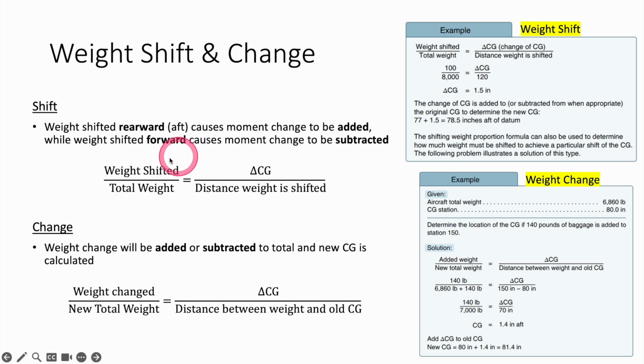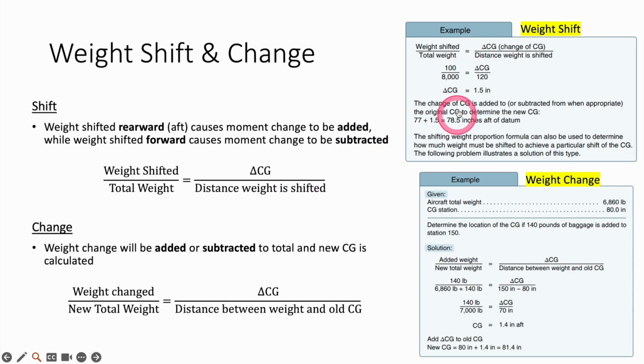This is going to be a little more important when it comes to like your commercial training. This is pretty common for like checkride question. So your weight shift is you're moving somebody in the aircraft and you want to calculate the new center of gravity. So you take the weight shifted, divide that by the total weight, and that'll give you your center of gravity divided by the distance that weight has been shifted.